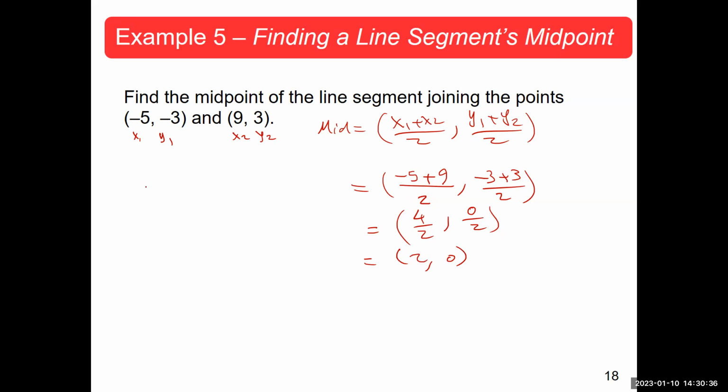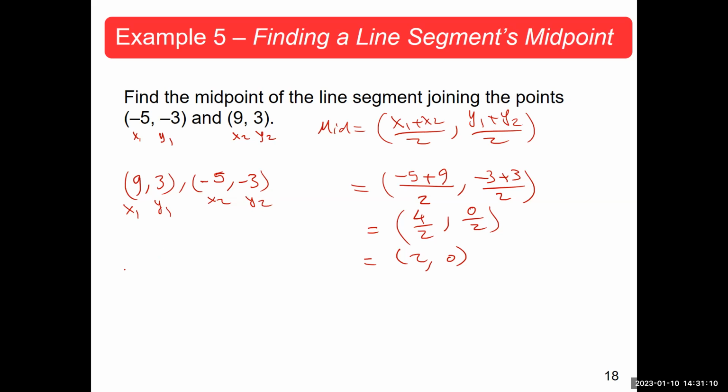What happens if I have them written this way? If I ask you (9, 3), (-5, -3), what is the midpoint? The others, you do the same thing. You can, it doesn't matter. x1, y1, x2, y2.